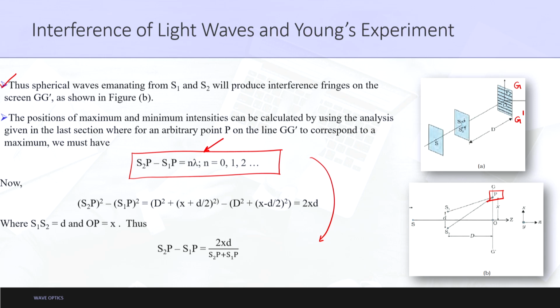Similarly, as we know, for incoherent addition, the intensity will be 0. For coherent addition, it will be 4 I naught or 2 I naught. So, that means we can directly find out if we know the mathematical distance of that point P from the initial position of S1 or S2. I will explain this mathematical formulation in the next class.